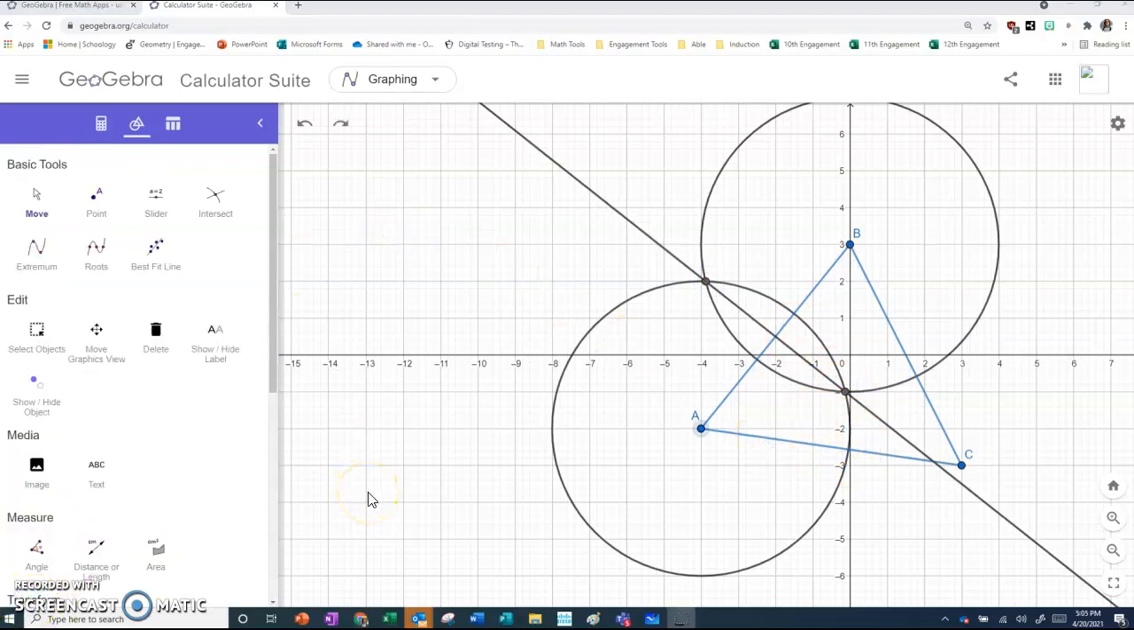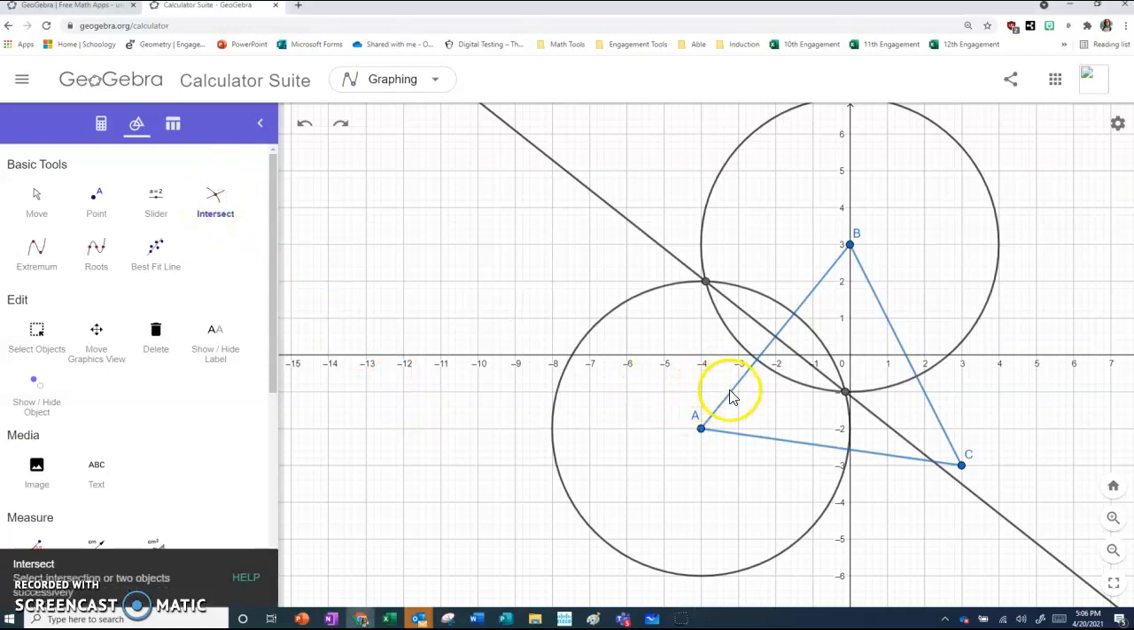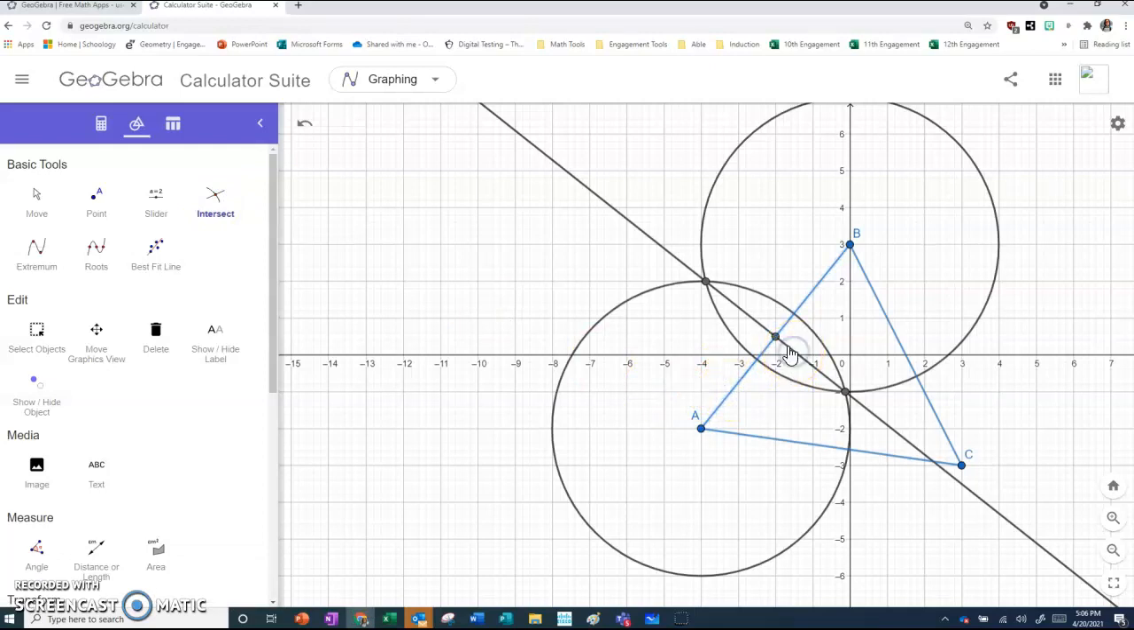This is how you make the perpendicular bisector in GeoGebra. But before we move on, let's check to make sure that this is in fact a perpendicular bisector. So let's see if that line intersects the segment AB at its midpoint. Use the intersect tool to find the intersection between the segment AB and the line. This point should be the midpoint.